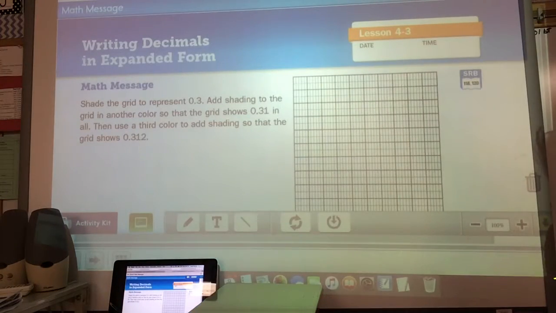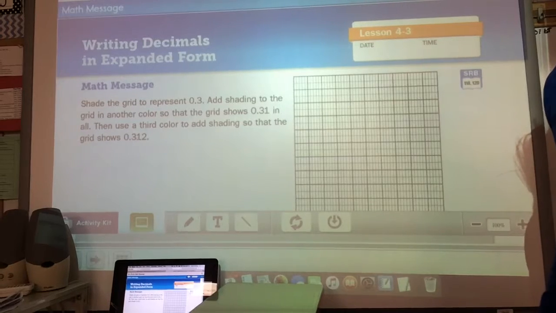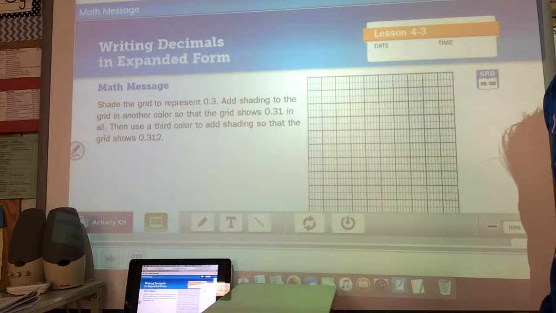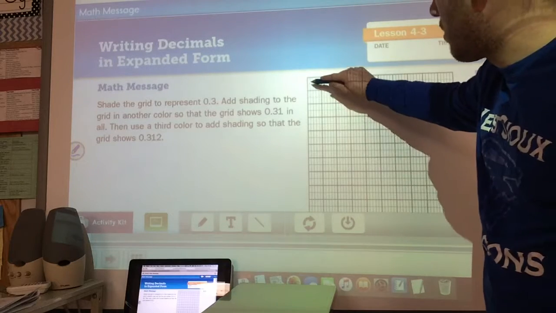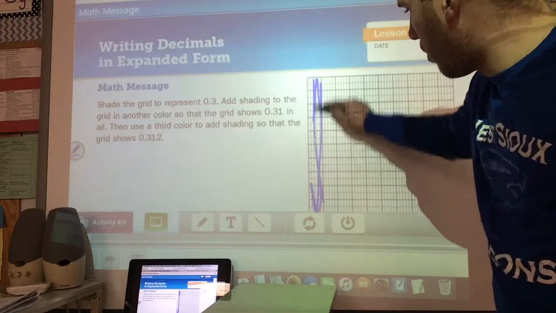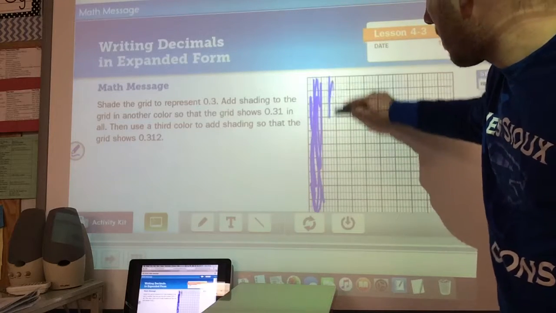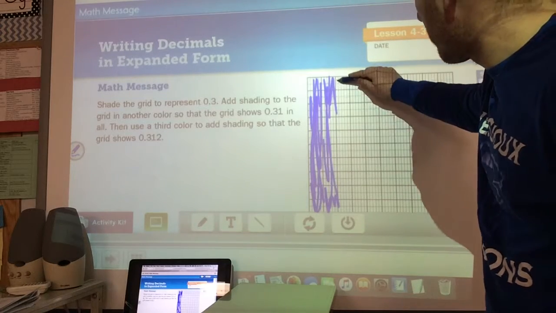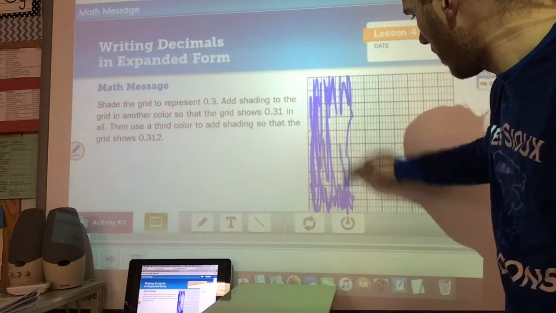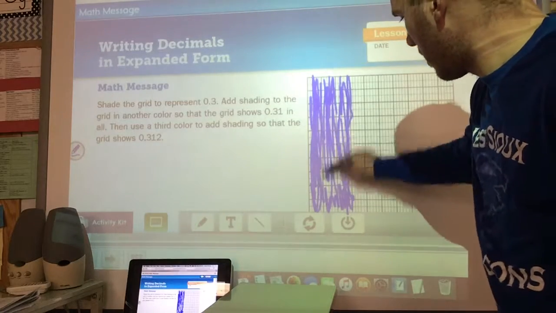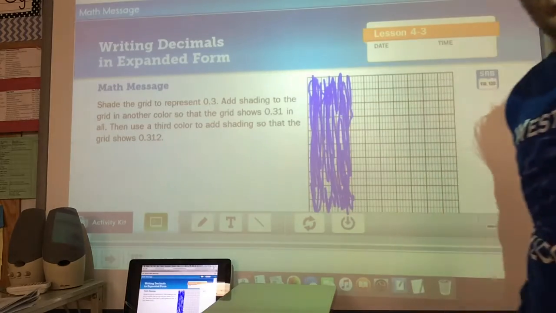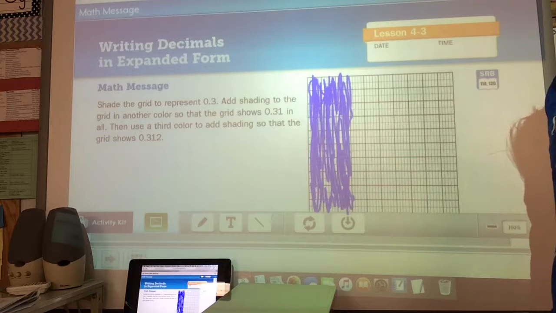So the first thing we're going to do is shade on our grid that represents 0.3. Okay, so if I shaded 0.3 on my grid, I would shade 3 full rectangles, or longs, because our 3 is in the tenths spot. So here is 0.3 shaded on our thousandths grid.